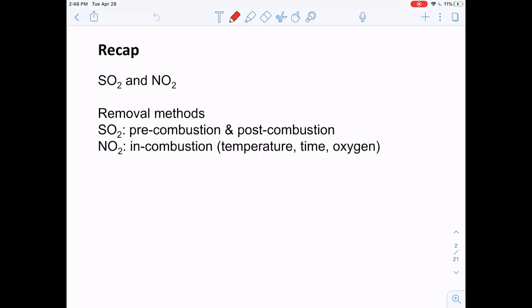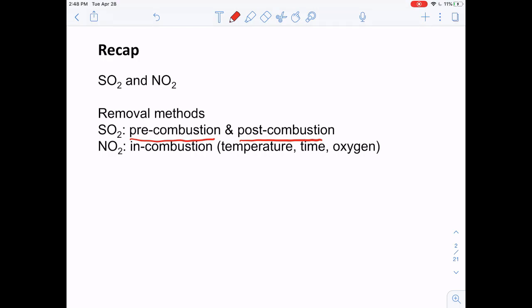The pre-combustion method involves the Claus process, which basically converts the sulfur dioxide into solid sulfur, and we can make a big profit from it. And in terms of the post-combustion, we'll use the scrubber to remove the sulfur dioxide, and that's typically used in coal-fired power plants.